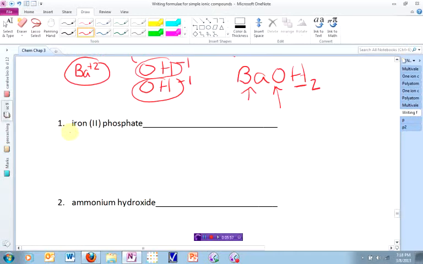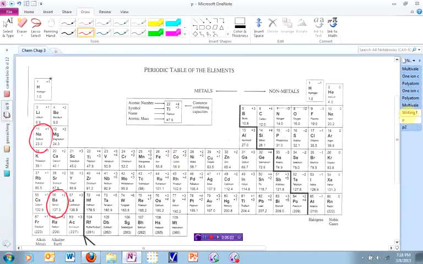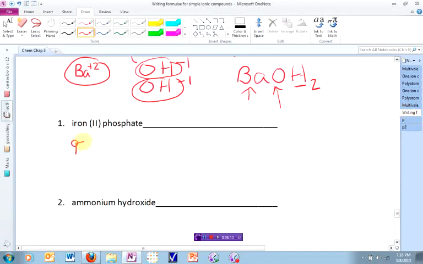Next, iron 2 phosphate. So we see there's a Roman numeral there, so let's look at the periodic table for iron. Got 2 charges, +3 and +2. Roman numeral 2 tells us use the +2. So we'll write Fe +2.